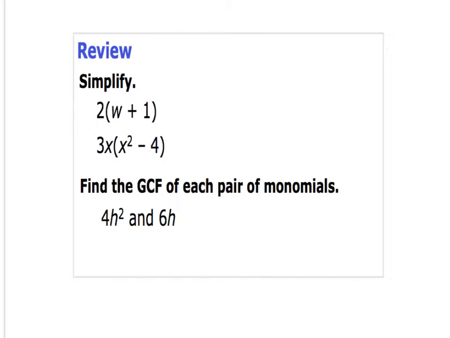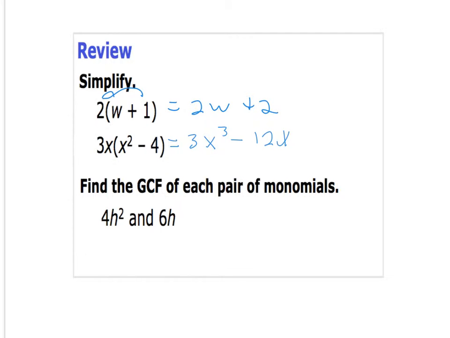First of all, if we have 2 times the quantity w plus 1, that will give us 2 times w plus 2 times 1, which gives us 2w plus 2. For the second one here, you multiply 3x times the quantity x squared minus 4. And that will give us 3x to the third minus 12x.